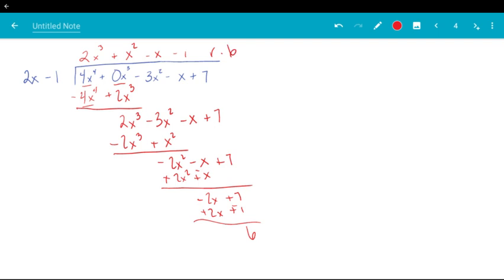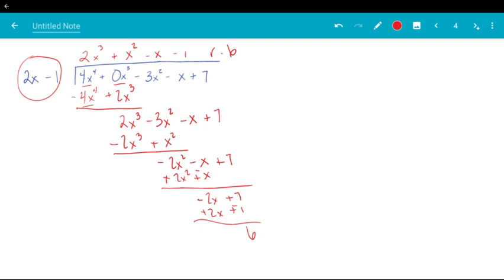Now, a couple things about a remainder. If you get a remainder, what that tells you is that 2x minus 1 is not a factor of the original polynomial. Okay, so that's going to be really important in the future. So our goal is to have a remainder of 0. In this case, it does not.